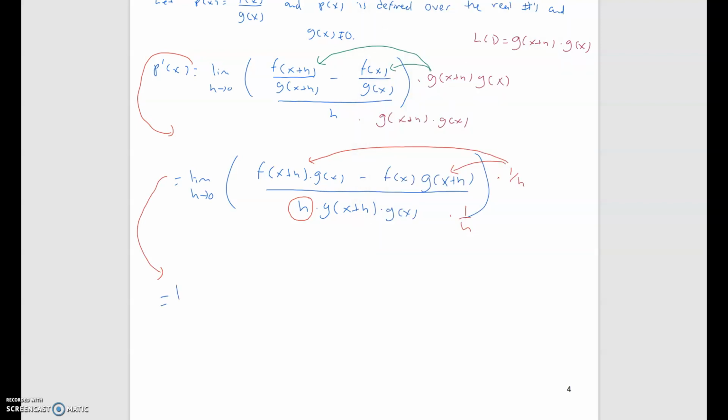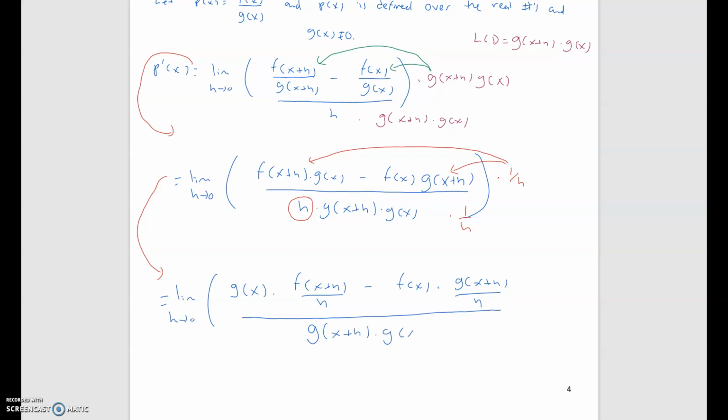This is still equivalent to the limit as h approaches 0 of, and I'm going to rewrite g of x first times f of x plus h over h, minus f of x times g of x plus h over h. And then at the bottom, we technically have just g of x plus h times g of x.